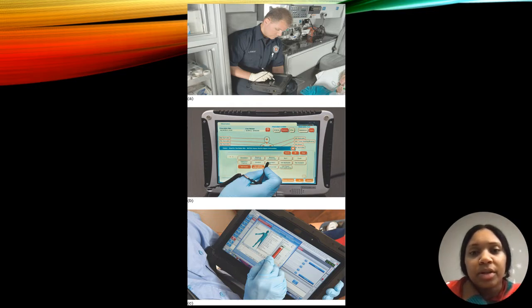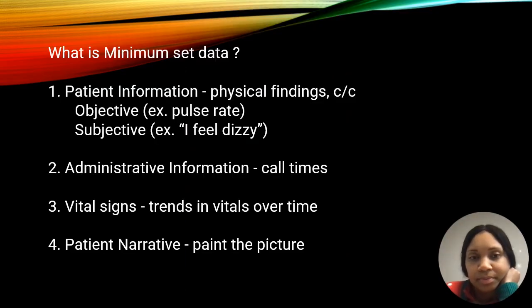Your treatment should be the last part of your minimum data set. This section should detail in chronological order all treatments administered to the patient, what time they were administered, and the patient's response to these treatments. Right, and this just lists out the minimum data set. Make sure you pay attention to the difference in signs and symptoms and objective and subjective.